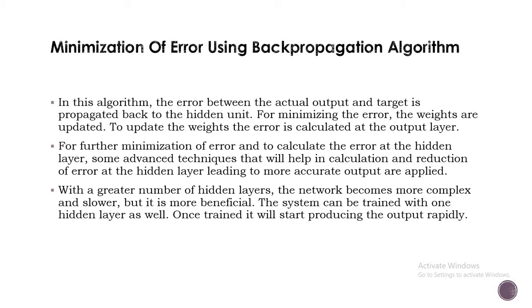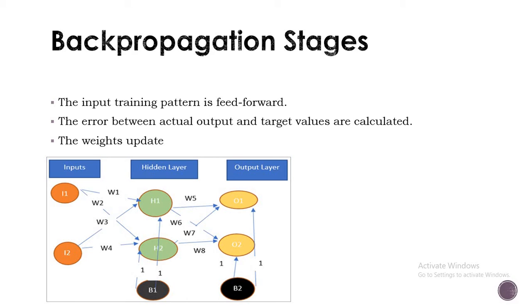With a greater number of hidden layers, the network becomes more complex and slower, but it is more beneficial. The system can be trained with one hidden layer as well. Once trained, it will start producing the output rapidly. Now we can see the stages included in backpropagation. First, the input training pattern is fed forward. Second, the error between the actual output and the target value is calculated. Third is the weight update.